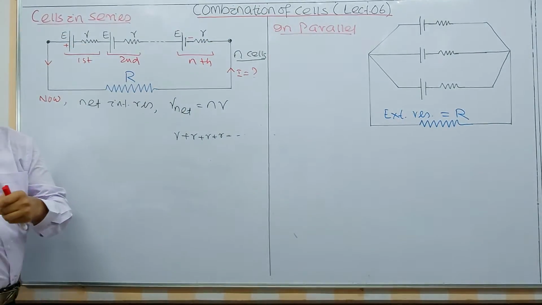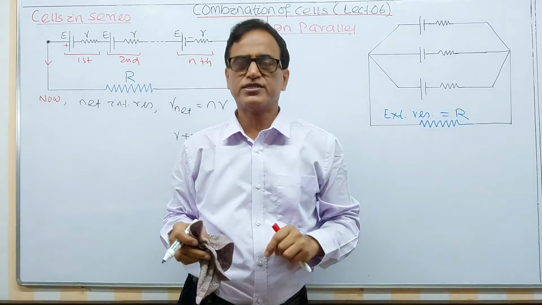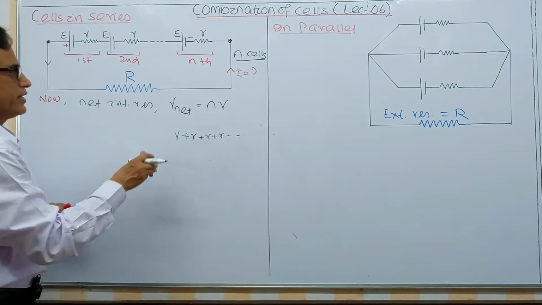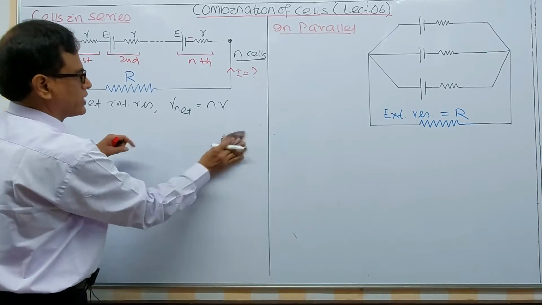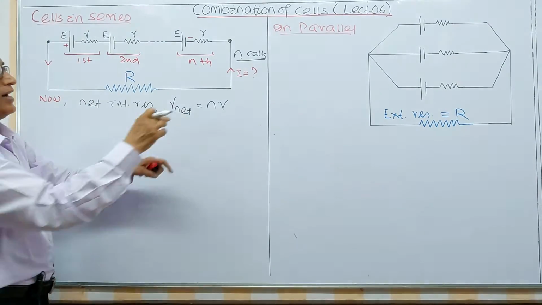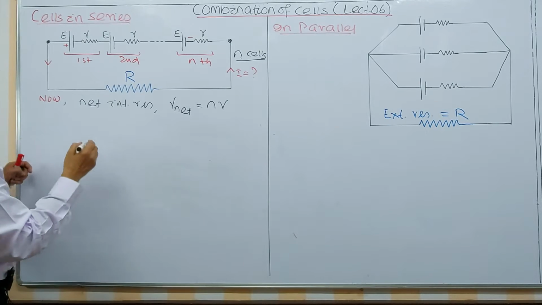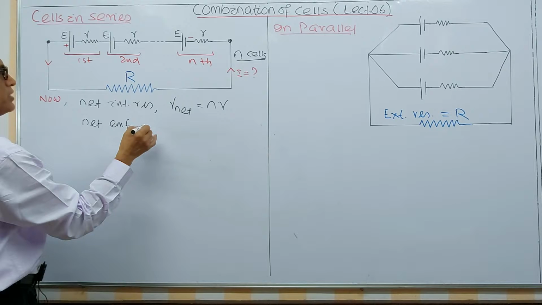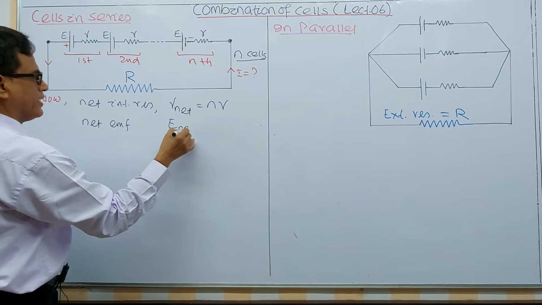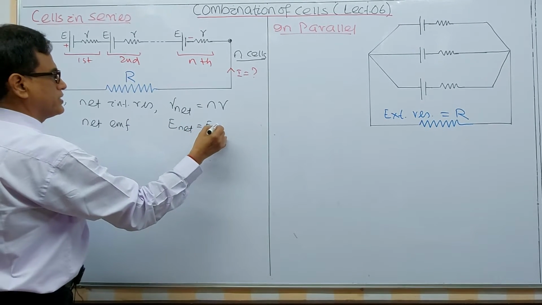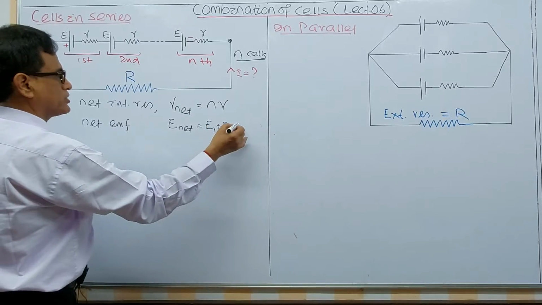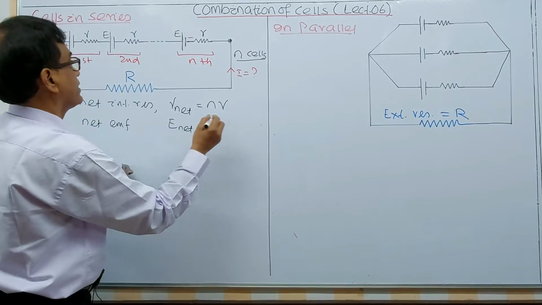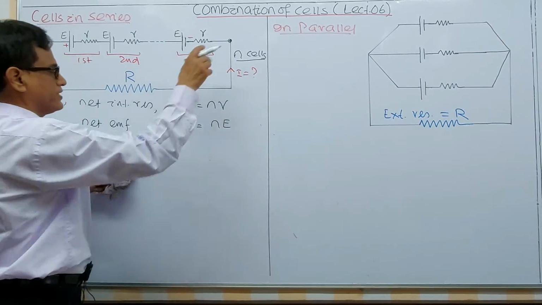That is, we can say if there are 5 cells, each of resistance small r, then total resistance will be 5 into r. In this case the total resistance will be n r, taking n number of cells. Now the net EMF, we can say E net. They are connected in series, so EMF will be E1 plus E2 plus E3, and in general I can write n times E.